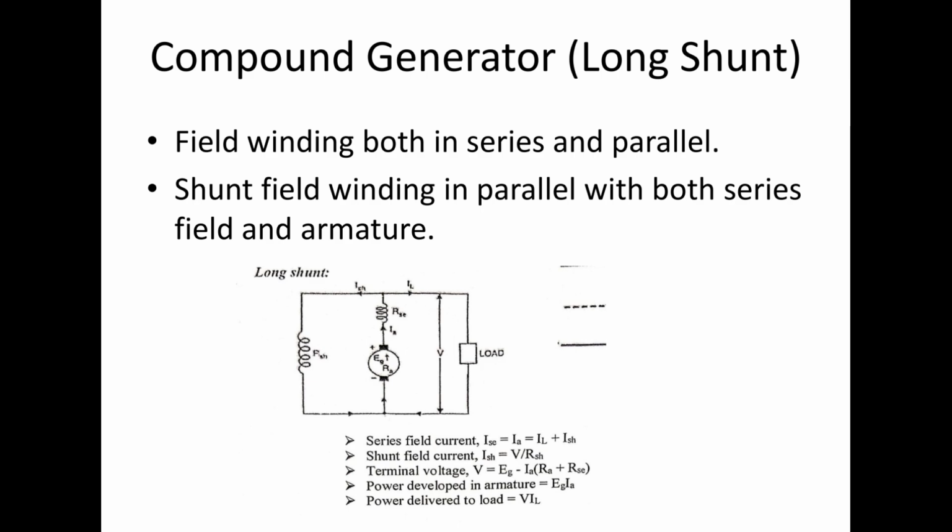Summary. Let's revise the key points quickly. Separately excited generator: field winding uses an external source. Series generator: field in series with armature. Shunt generator: field in parallel with armature. Compound generator: uses both series and shunt fields.